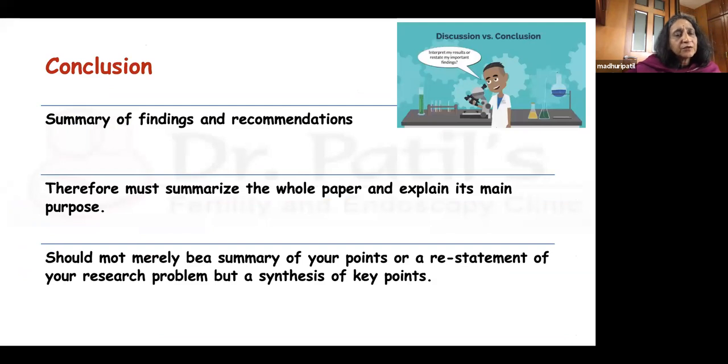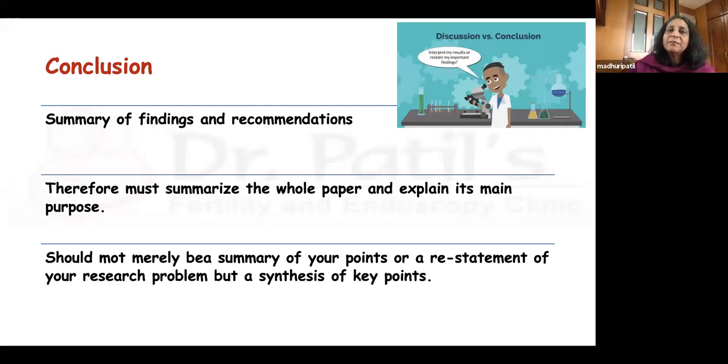And then coming to the conclusion, it has to be a summary of findings and recommendations, and therefore must summarize the whole paper. Purpose should not be of points or reason for research problems, but a synthesis of key points. And here you should not conclude what other papers you have taken when you've done your literature review. So this part should not include those conclusions at all. The conclusion should be based only on your results.